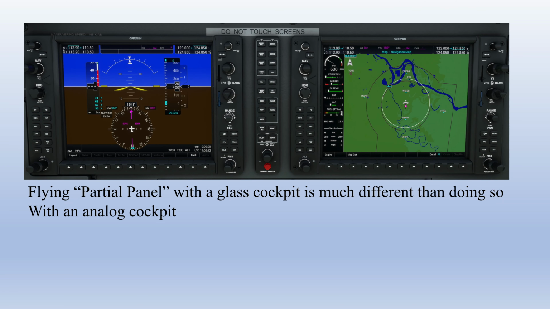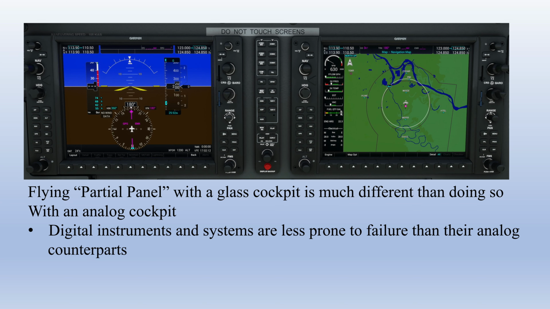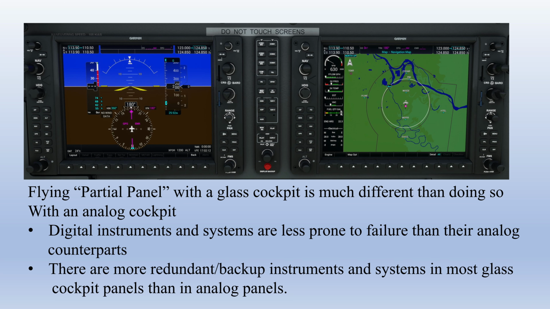With the advent of glass cockpits in general aviation, instrument flying with a loss of primary instruments or partial panel looks quite a bit different than it does with an old steam gauge panel. For starters, digital instruments and their respective systems are more reliable and less prone to failure than their analog counterparts. In addition, there is more redundancy built into instrument systems in many glass cockpits, in addition to secondary or backup primary flight instruments.